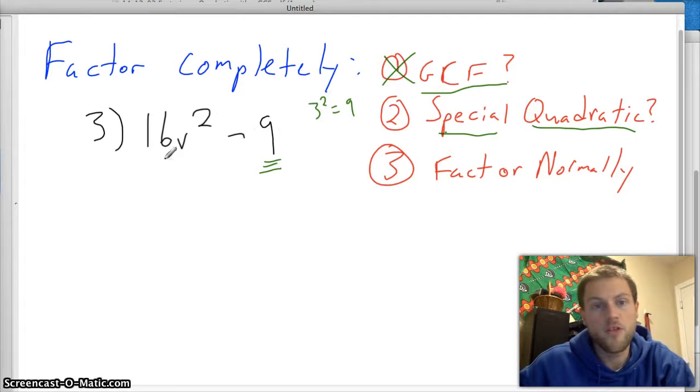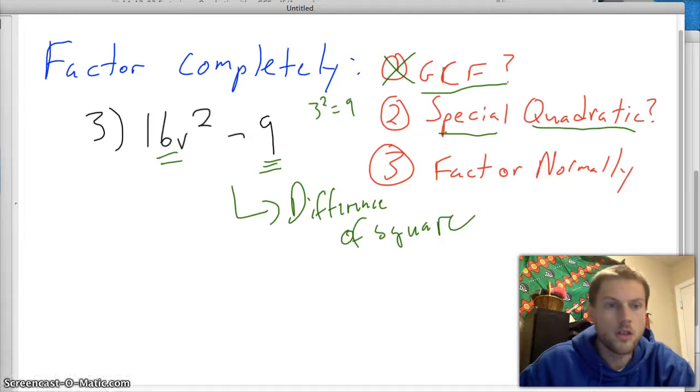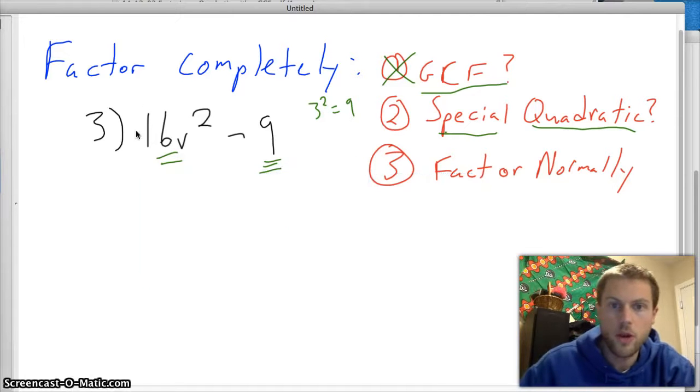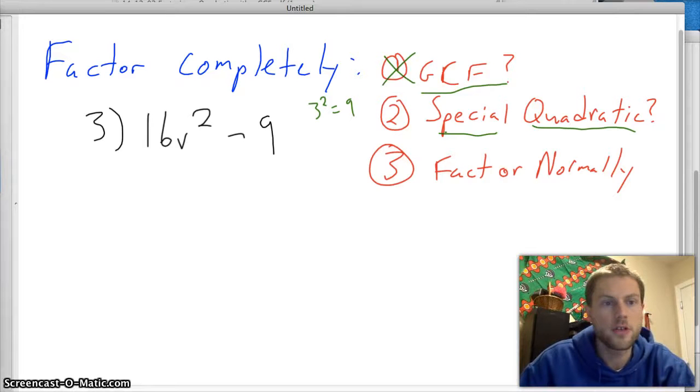If I take a look at this first term, I've got 16v squared, and it looks like that is actually going to be a perfect square as well. So what I have right here is the difference of perfect squares, or difference of squares. It's the difference because I'm subtracting these two things. So what I can do then is use the difference of perfect squares formula to factor this completely.